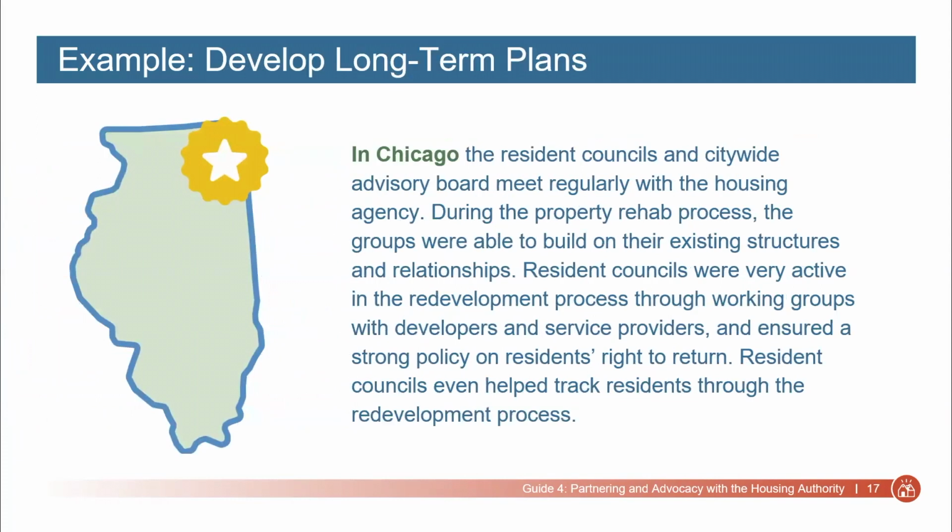Resident councils and PHAs can work together to develop long-term plans. In Chicago, the resident councils and citywide advisory board meet regularly with the housing agency. During the citywide property rehabilitation process, the groups were able to build on their existing structures and relationships. Resident councils were very active in the redevelopment process through working groups with developers and service providers and ensured a strong policy on residents' right to return. Resident councils even helped track residents through the redevelopment process.